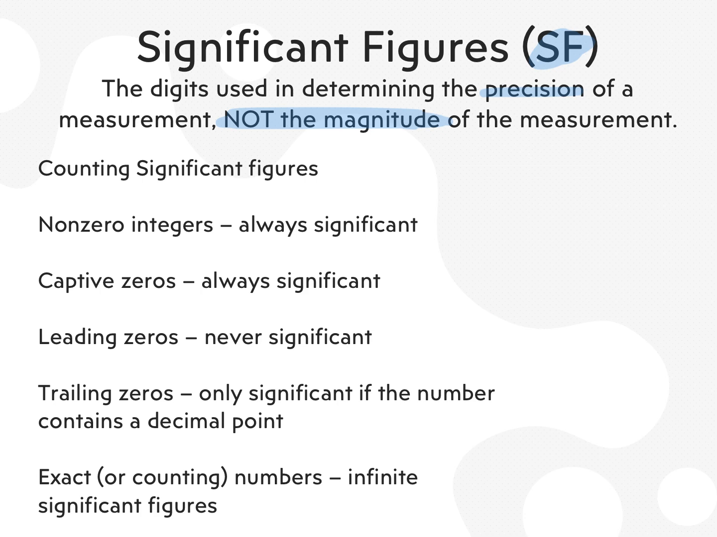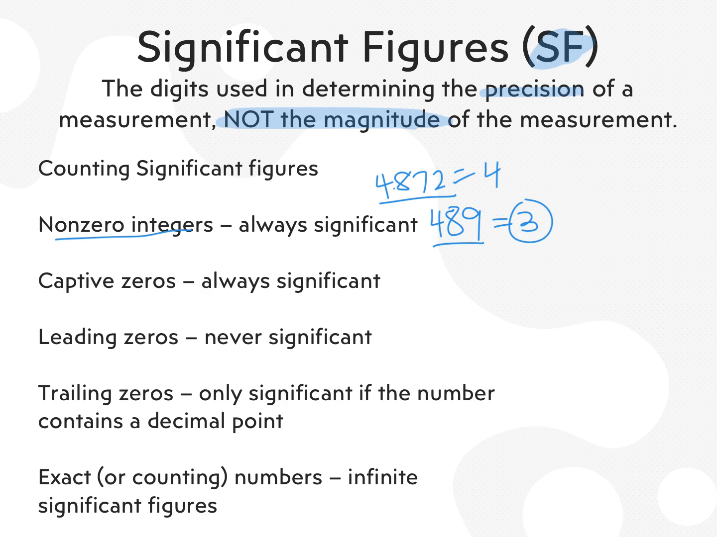So we've got non-zero integers, like say the number 789. I just said 789 and I wrote 489. Either way, that is 3 significant figures because all of the non-zero integers are always significant. If I had something like 4.872, that would be 4 significant figures because all of these numbers are non-zeros. The zeros is where it gets tricky.